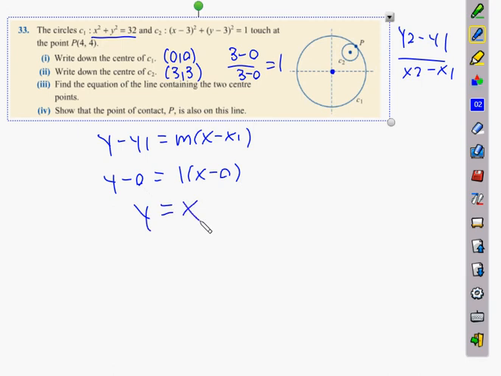Show that the point of contact P is also on this line. Is P also on this line? Well, P is 4, 4, so we sub it in. So 4 equals 4, hence 4, 4 is on the line. Am I missing a question? Is there a part 5 or anything like that? No. That's it? Yeah. Okay.